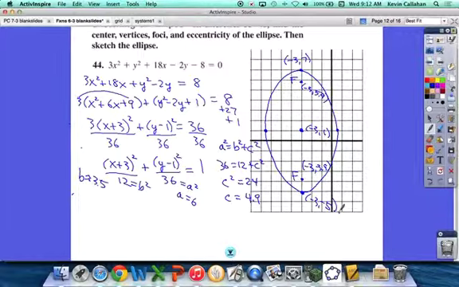So that's the hardest kind of problem. You got to complete the square. And then after that, you're going to do what you did on the last one.